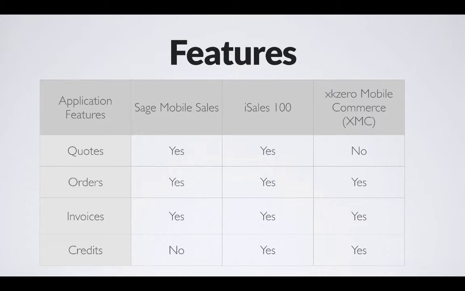Okay, quotes. Sage Mobile Sales and iSales do them both. xkzero Mobile Commerce, which going forward I'm going to refer to as XMC, does not. Orders and invoices are done by all 3 products. Sage Mobile Sales does not automate credits. iSales 100 and the XMC product do support credits.